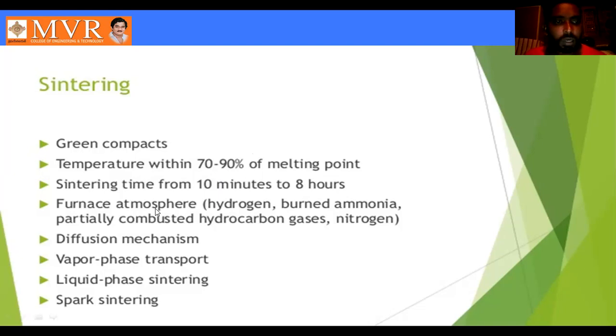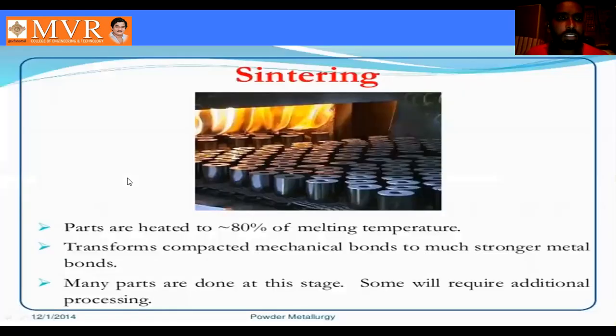Next is the furnace atmosphere. We are cooling in a furnace atmosphere, using hydrogen, burned ammonia, combusted hydrocarbon gases or nitrogen. Diffusion mechanisms can be used. Vapor phase transport can be seen in this procedure. Liquid phase sintering can also be used, and spark sintering as well. So it is a sintering procedure.